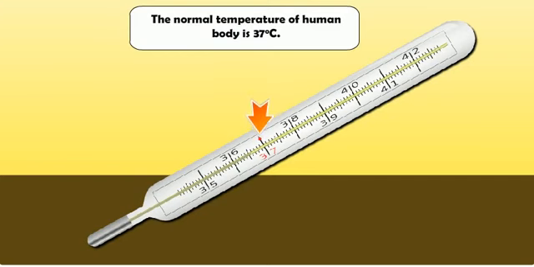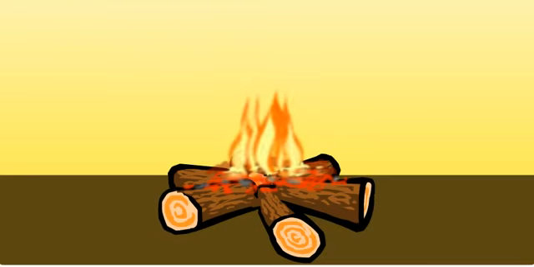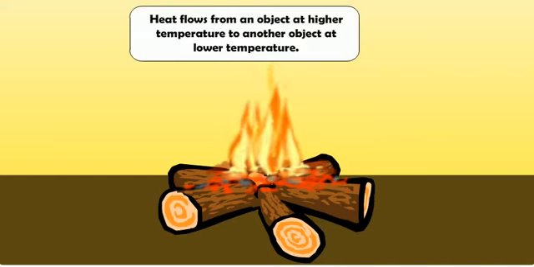Transfer of heat. Passing of heat from one end of an object to its other end or from one object to another object is called transfer of heat. Heat flows from a hot object to a cold object. Heat flows from an object at higher temperature to another object at lower temperature.